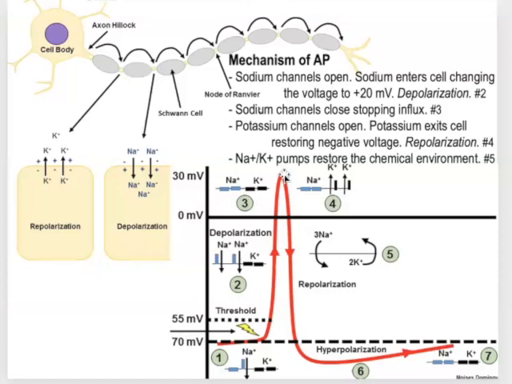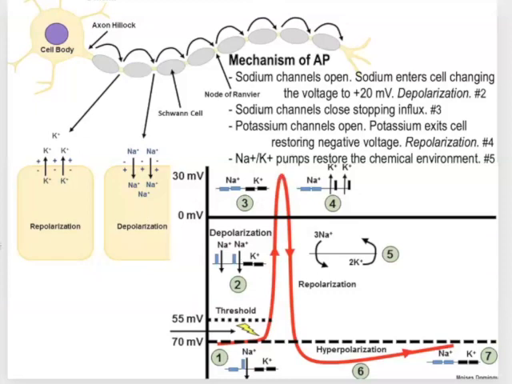Not anymore. Get it. And then at that point, the sodium channels close. I think they close because the voltage changes. They feel that. They have a trigger. And then at that point, the potassium channels open.